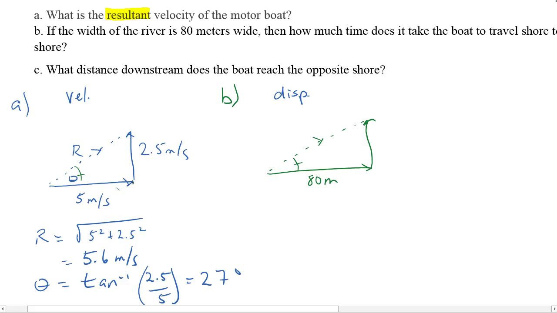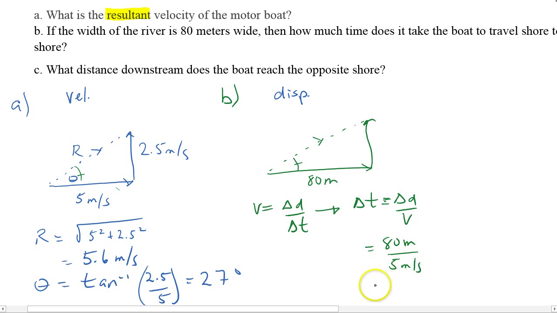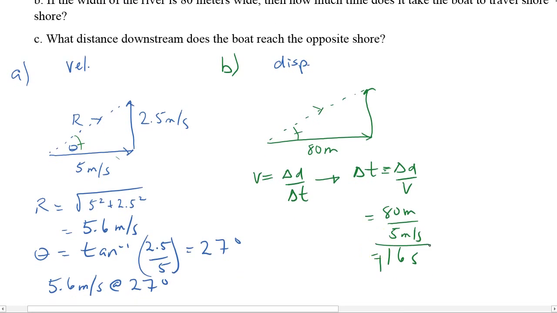And so what we can do is we can find the time using two going in the same direction. So my basic formula is velocity for constant velocity or average velocity. V is equal to delta D over delta T. If I want to solve for time, I'll get time is equal to delta D divided by V. So my time is going to be equal to 80 meters divided by 5 meters per second, which is 16 seconds. So there's my answer for B.